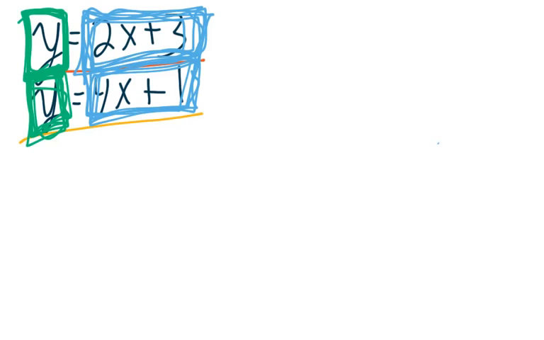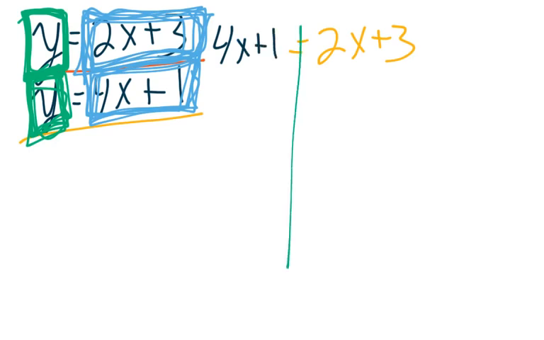So the same idea goes for substitution here. Since they're both y's, we can replace the y. So instead of writing y equals 2x plus 3, instead of writing y, we're going to replace it or substitute with 4x plus 1. And now we're going to solve this equation for x. We have variables on both sides, so we have to get them on the same side. So minus 2x. So we get 2x plus 1 equals 3.